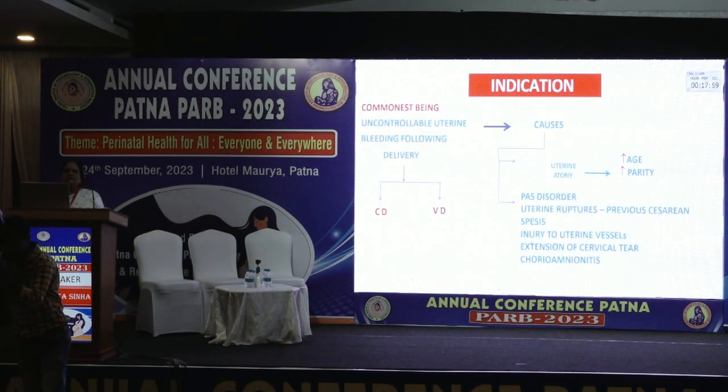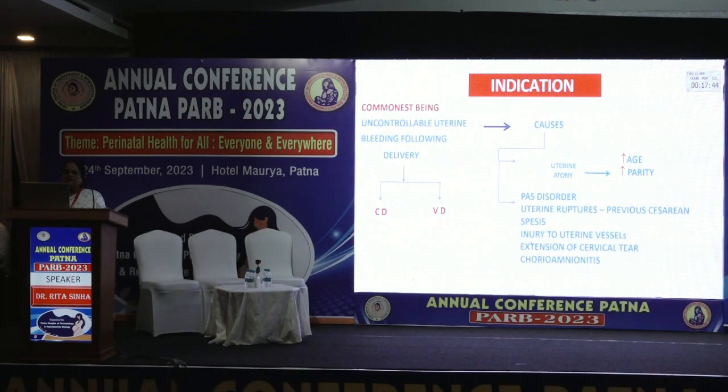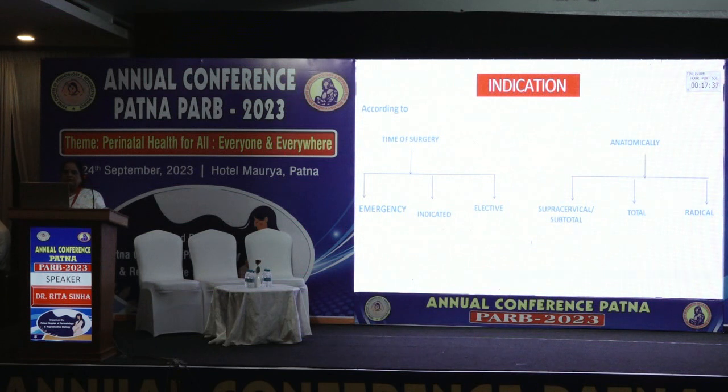The commonest indication of peripartum hysterectomy is uncontrolled uterine bleeding following delivery. The causes are uterine atony due to age, increased parity, PAS disorder, uterine rupture in previous cesarean, sepsis, injury to the uterine vessels, extension of cervical tear, and chorioamnionitis. According to the time of surgery, it may be emergency, indicated, or elective. Anatomically, it is supracervical, subtotal, total, or radical.